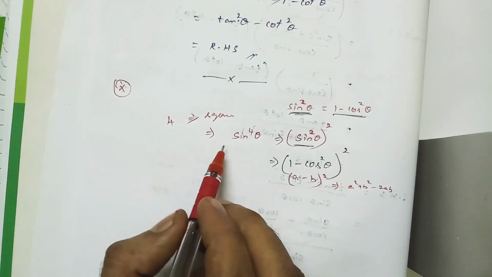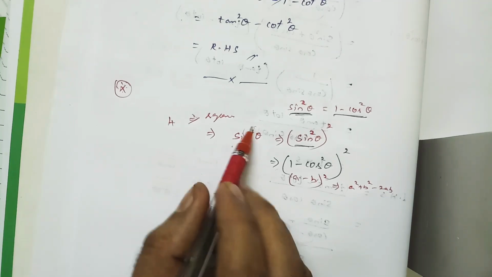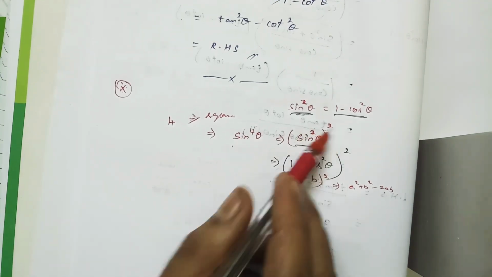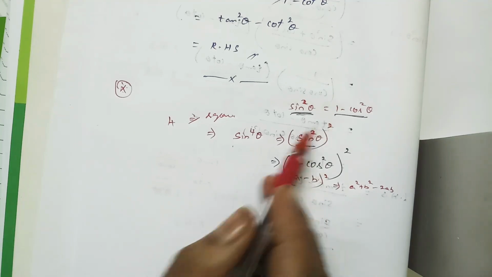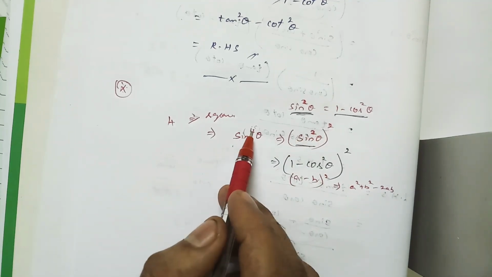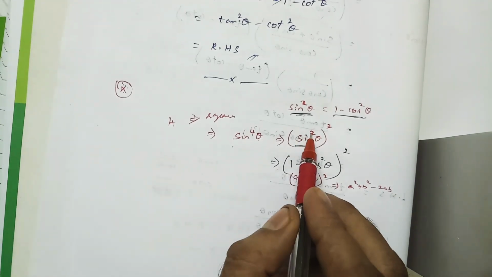See how we are finding sin power 4 theta. Sin power 4 theta, how am I writing it? Sin square theta the whole square. So power to the power, square into square is nothing but 2 into 2 is equal to 4. So sin power 4 theta is nothing but sin square theta the whole square.